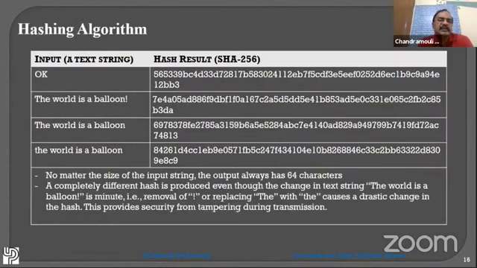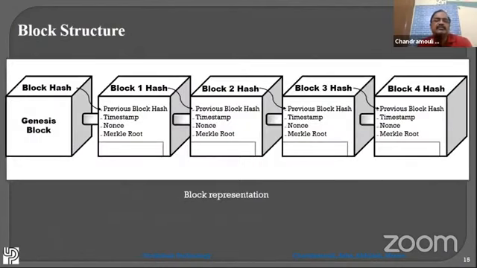So block structure is nothing but, as we discussed, we have a block number, previous block's hash, timestamp, nonce and Merkle root, and it is also attached one by one, right? Technically speaking, it's a kind of linked structure, right? This is what is called a block structure.